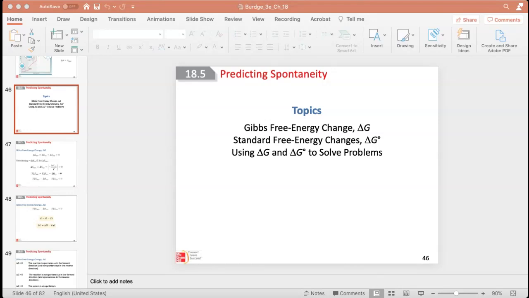So this will be 18.5, how we can predict spontaneity. We will look at the Gibbs free energy, standard free energy changes, and using the Gibbs free energy and the standard Gibbs free energy, we will solve problems.